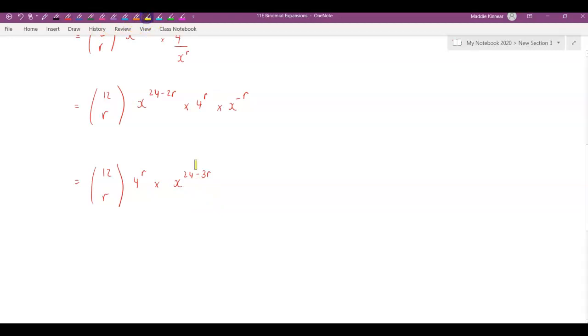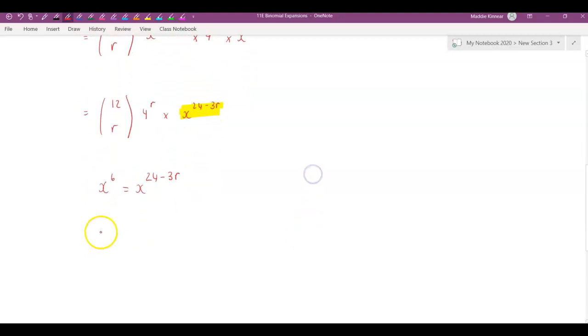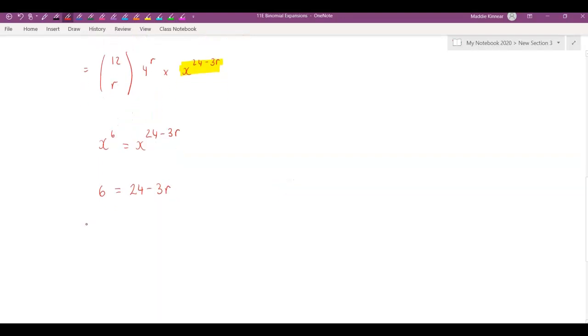And what I want to do with this is I want to say, okay, what particular value of r will mean that this term here will now actually just say x to the power of 6. So what I want to do is say, what value will make this x to the 6? And we're going to equate our powers to do that. And if I subtract 24, I get negative 18 equals negative 3r. Dividing by negative 3, I get 6 equals r. So when r is 6, if I was to substitute that into here, this would spit out an x to the power of 6, which is what I needed to happen.